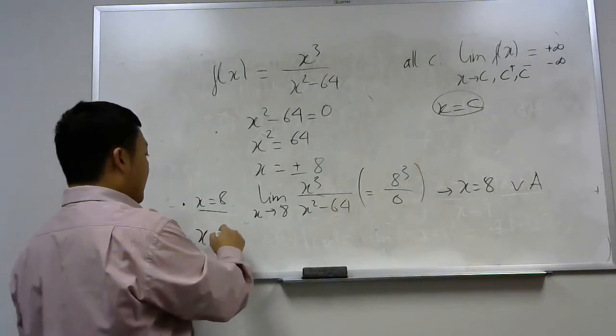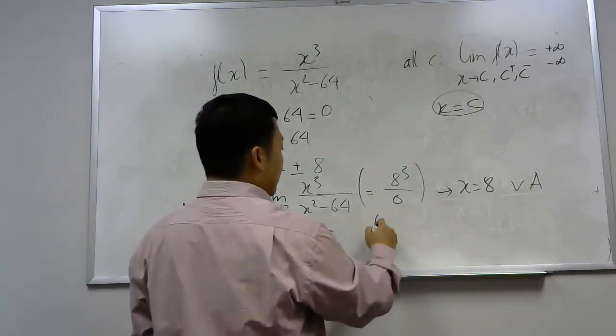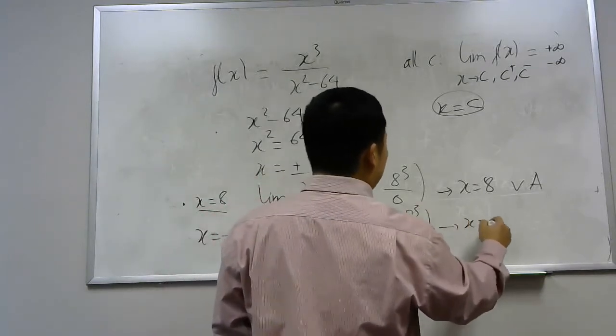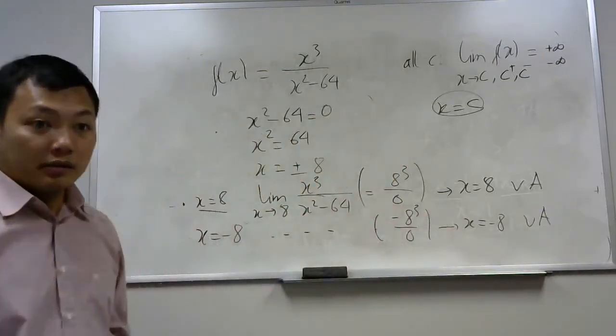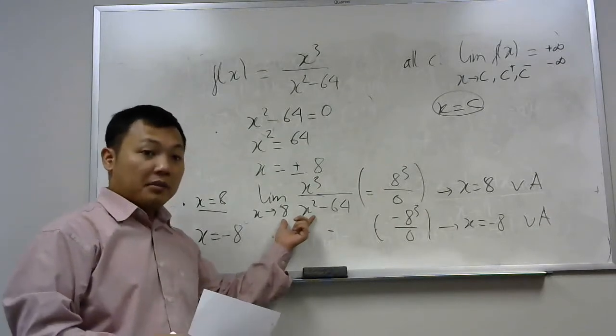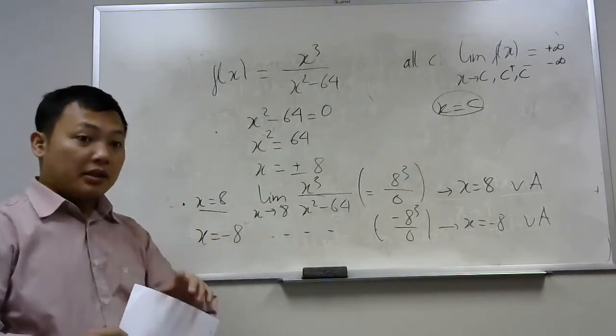Similarly, you can do that for x equal to negative a. Do that and you get negative a cubed over 0. And then you write x equal to negative a is a vertical asymptote. You are done? No. I repeat again, you need to check the limit, because let's remind you about discontinuity, right?